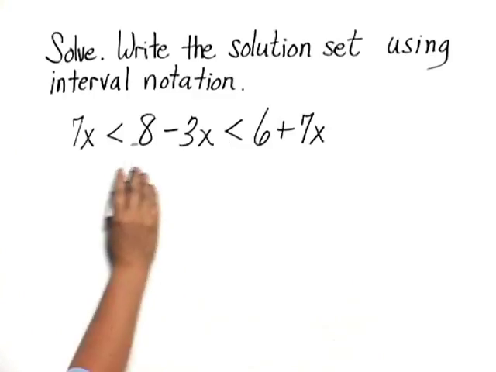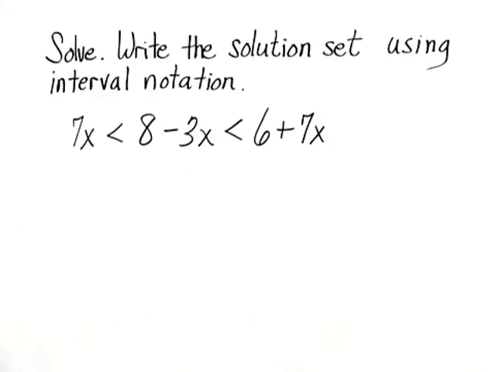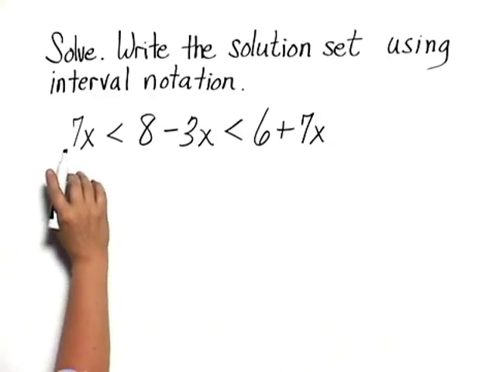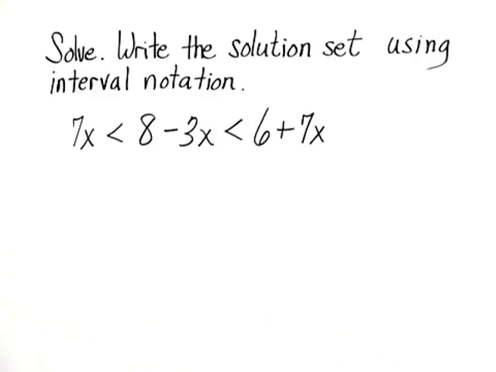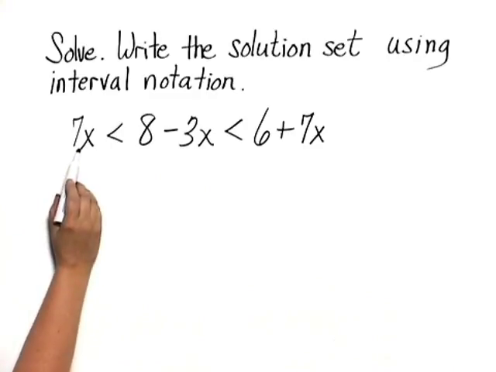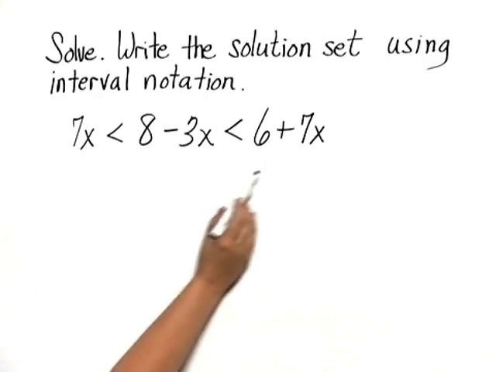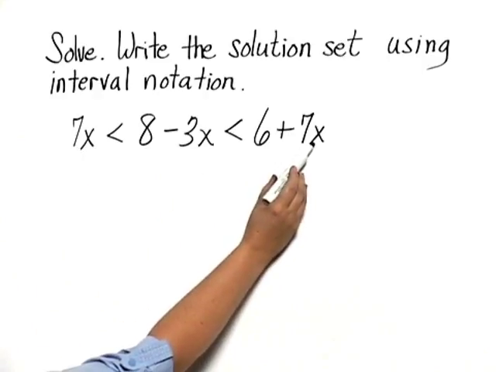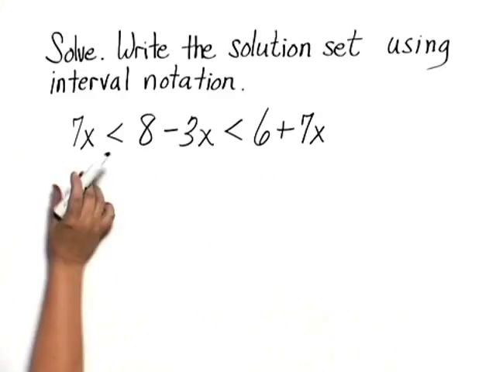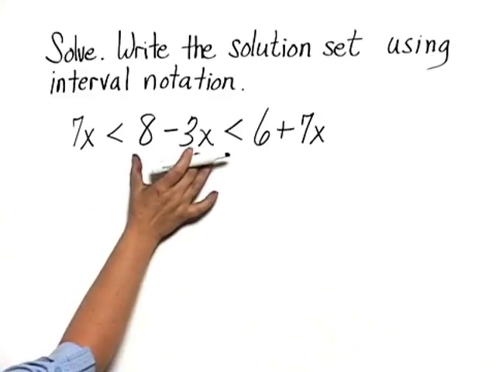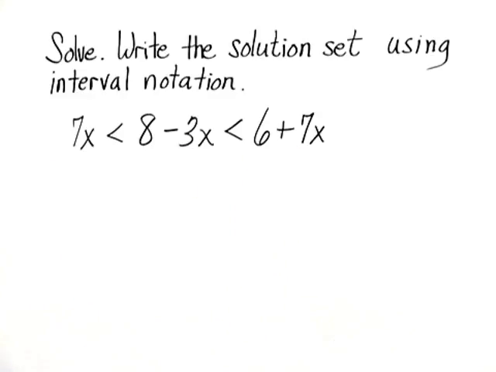We actually have three parts to this inequality, and it turns out that we can add the same thing to all three parts, just like we would add the same thing to two sides of an inequality with just one symbol. So for example, I have a 7x here and I have a 7x here. So I can subtract 7x from this section and this section and this section and have an equivalent inequality.